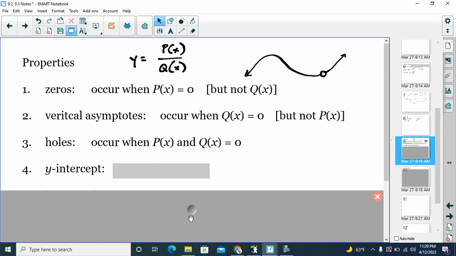Graphs often have y-intercepts, not always, but they could have y-intercepts. We find y-intercepts the same way we did with lines. We just plug in 0 for x.